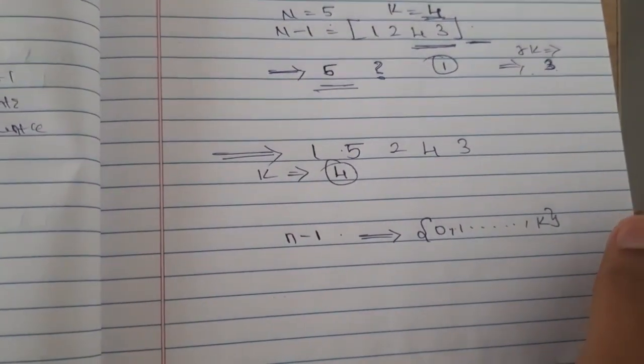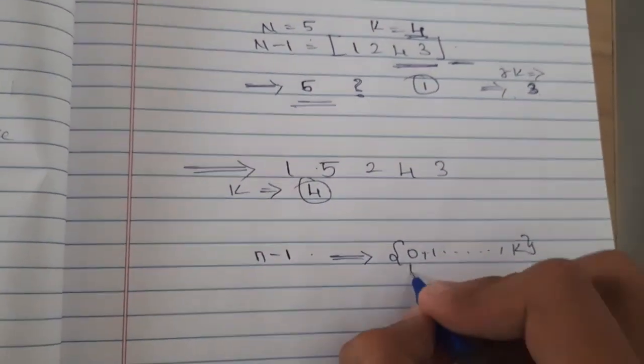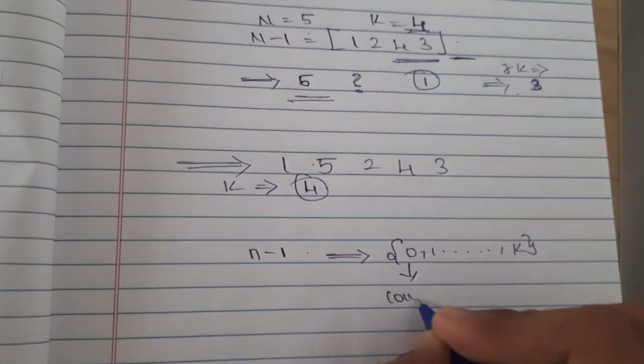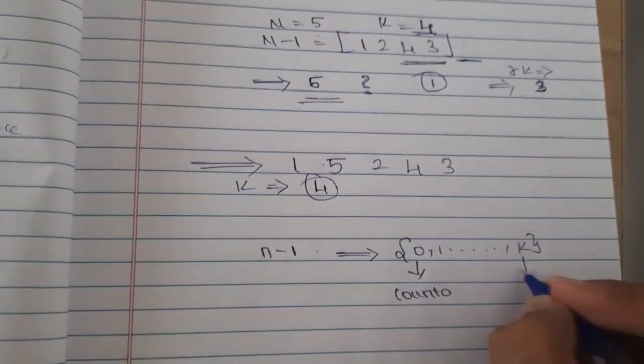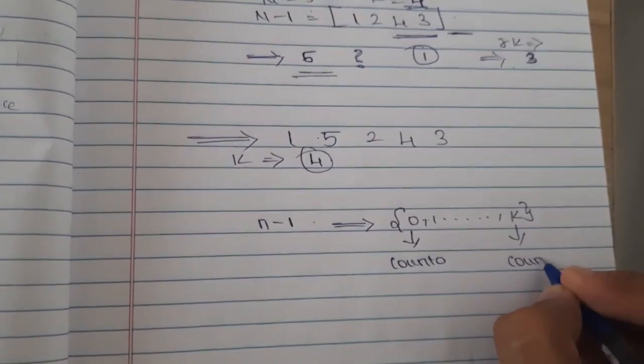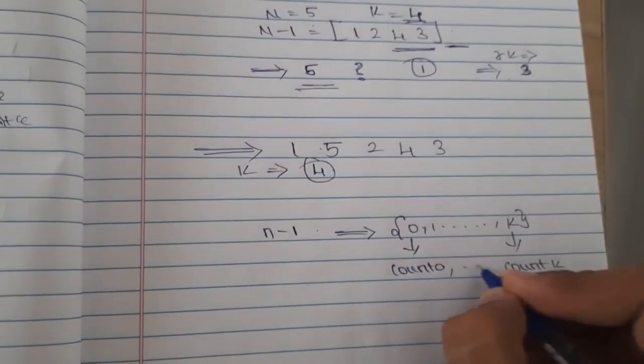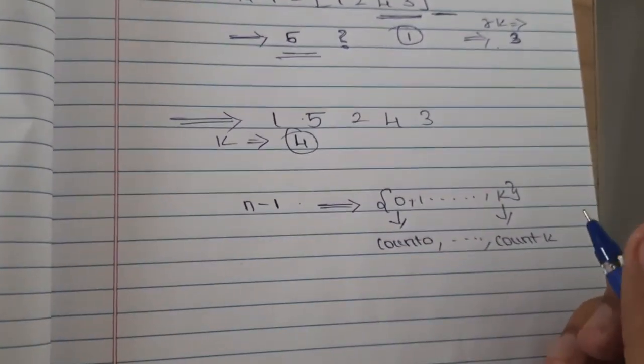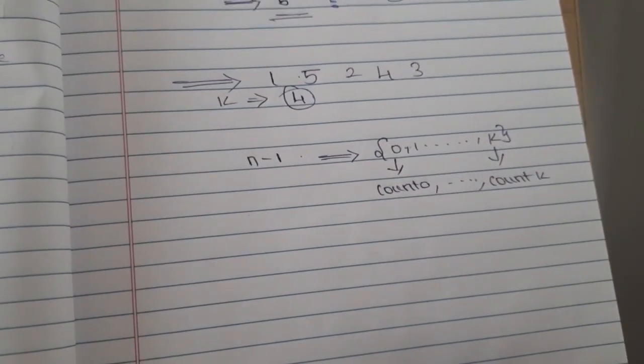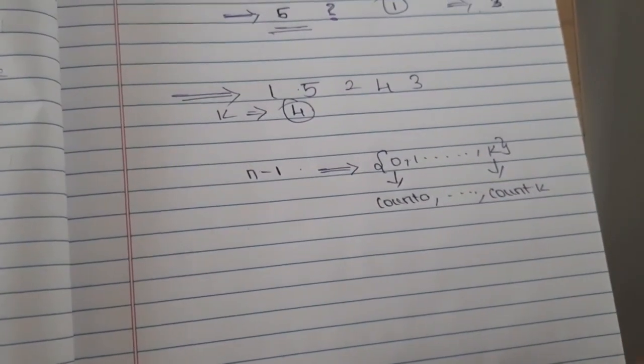Let's say we have count 0, count 1, till count k. Each inversion pair contains a number of counts. This count contains the permutation arrangement of an array till count k. Now we can determine the number of arrangements of an array with n elements with exactly k inverse pairs easily.